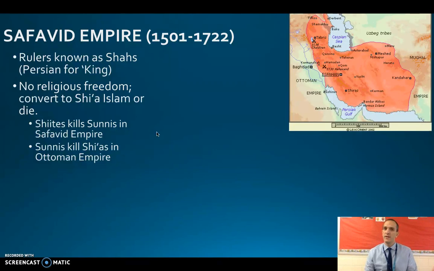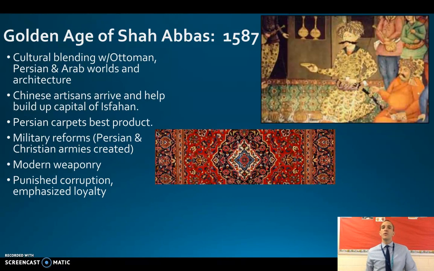Shia or Shiite are going to go out and kill the Sunnis. And we see the same thing in the Ottoman Empire where if you are Muslim, you need to be Sunni. So we have this tension that exists, contextualization from the last time period when Islam formed. Contextualization is everywhere. Oh my gosh, this is amazing. There's going to be a golden age in the Safavid Empire. One thing they do is they blend a lot of religions.